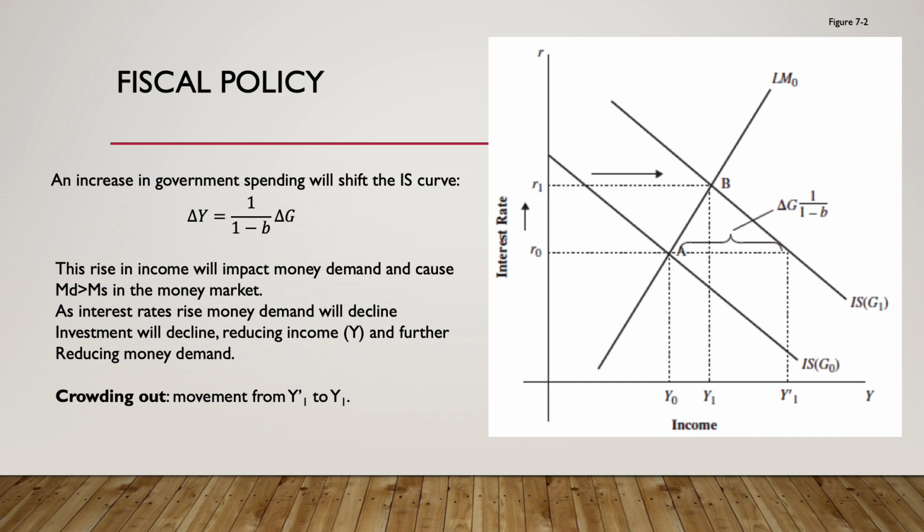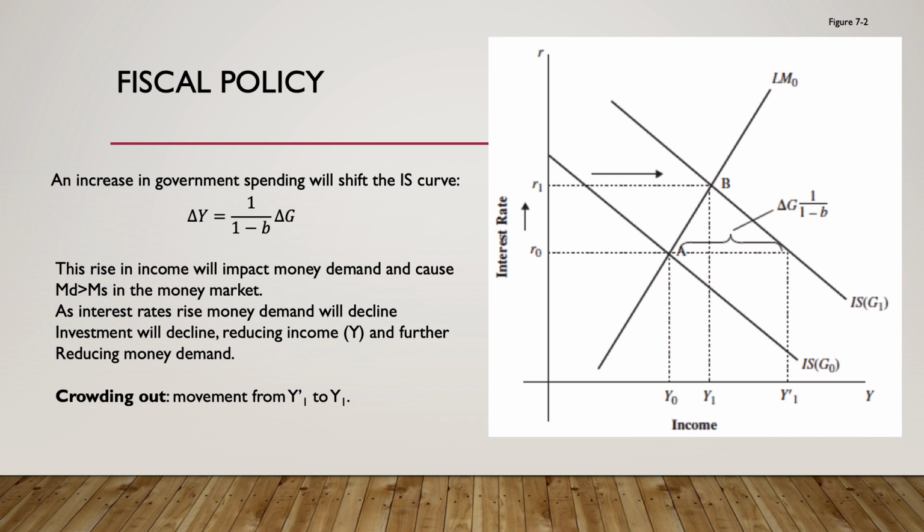Take a look at the graph and move your eyes to the equilibrium at point A. We'll be starting here. The interest rate is R0, the level of income is Y0. We're operating on an IS curve with a level of spending G0 and an LM curve LM0. An increase in government spending is going to shift the IS curve, and the magnitude by which it will shift will be given by your fiscal policy multiplier that we learned about earlier.